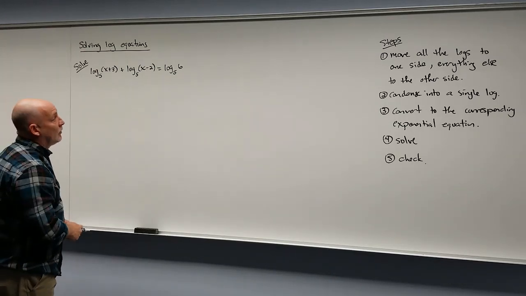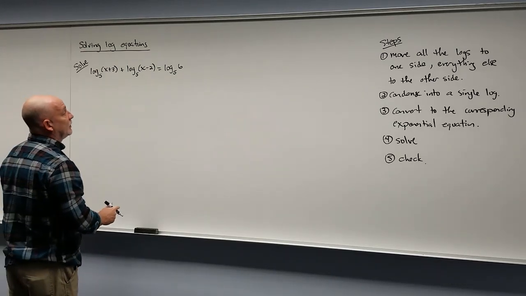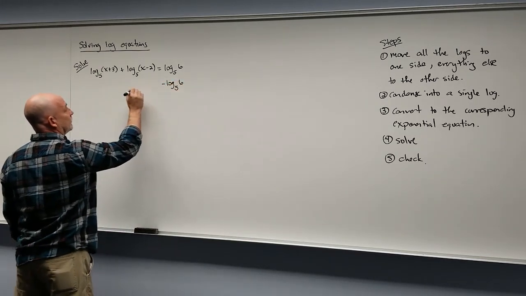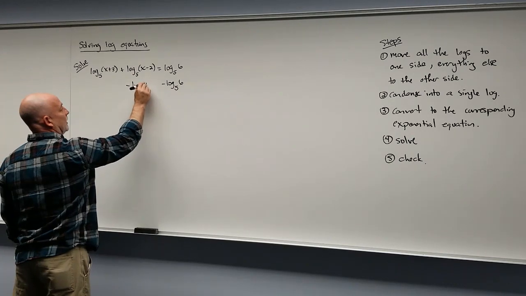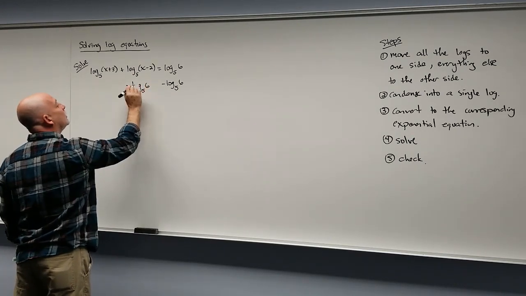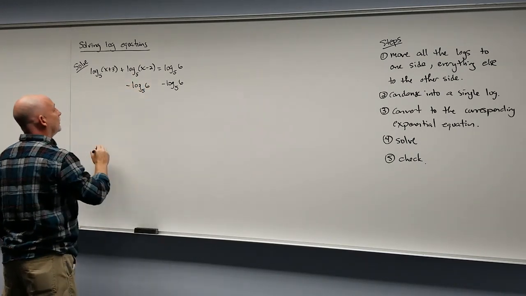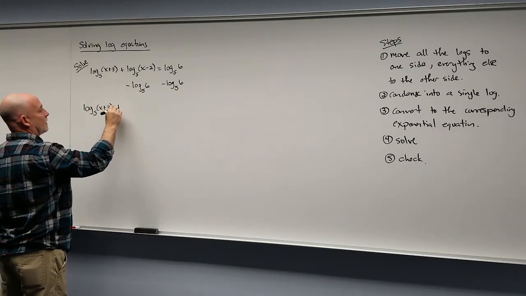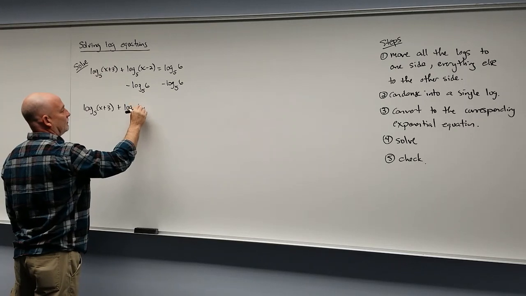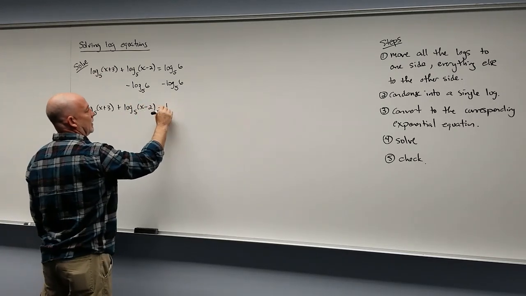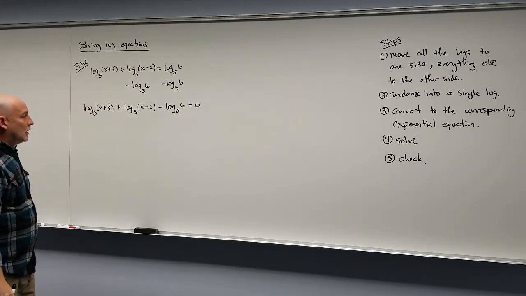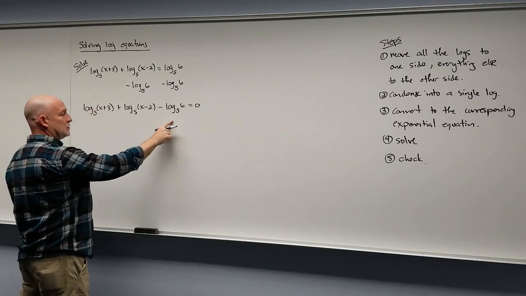Step 1 says move all the logs to one side, everything else to the other. Well, this time I do need to move some logs around. I'm going to have to subtract log base 5 of 6 from both sides. So I get log base 5 of (x + 3) plus log base 5 of (x - 2) minus log base 5 of 6 is equal to 0.